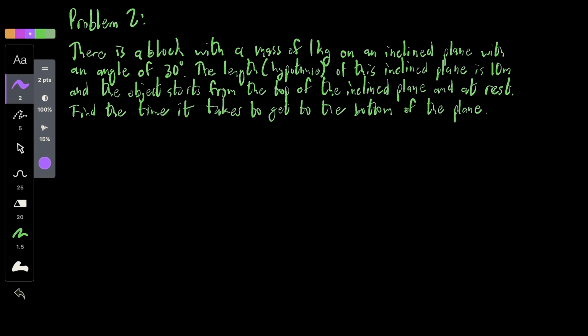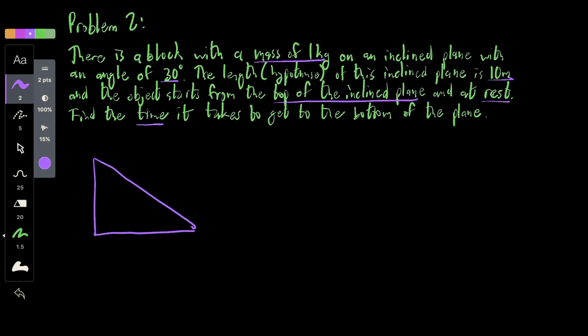Problem. This says that there is a block with a mass of 1 kilogram, and our incline is 30 degrees. The length is 10 meters, and we start from the top of this inclined plane and at rest. And what are we trying to find? We are trying to find the time. So, first, let's draw our inclined plane.